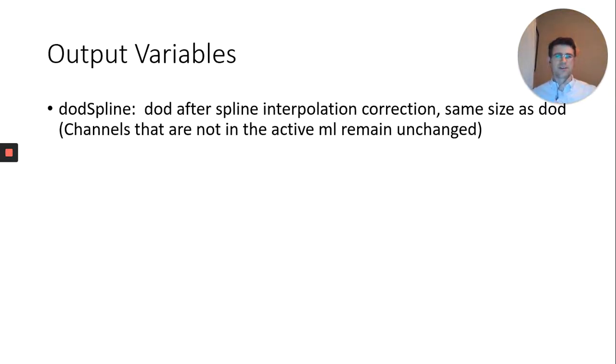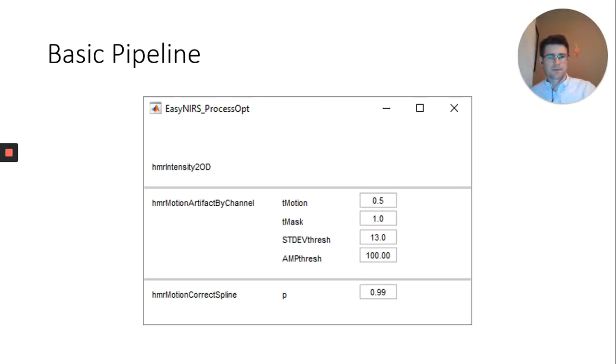The output of this function is going to be in the same exact format as the data you started with, which is delta optical density. But it's going to be corrected. So now you've taken those time included segments where you stated, this is a motion artifact, here's a motion artifact, you've corrected for them, and you've output the new data.